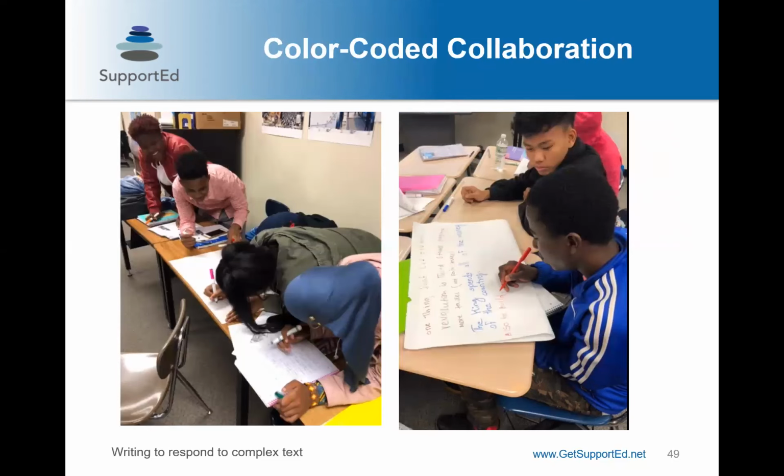And so for accountability, students would use different color markers to indicate which part of the paragraph was theirs. And this is a really fun interactive activity that gives kids an opportunity to respond to some of that really difficult reading that they've just done.